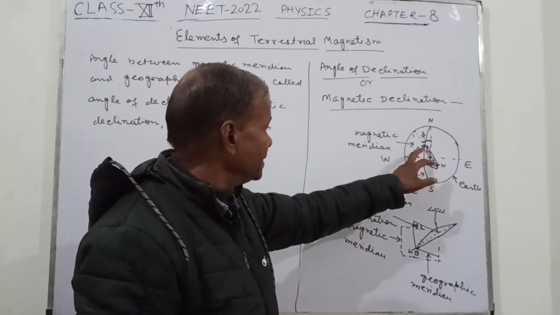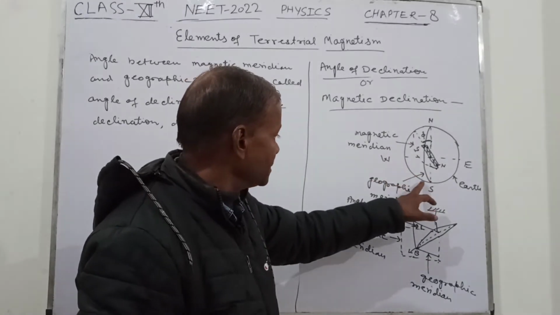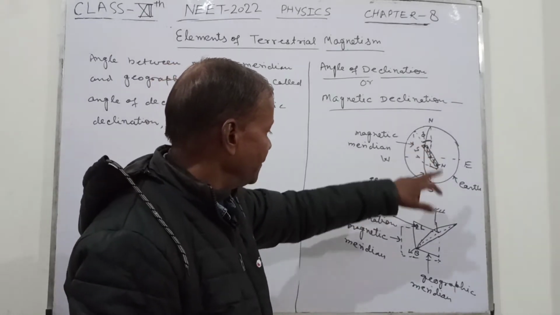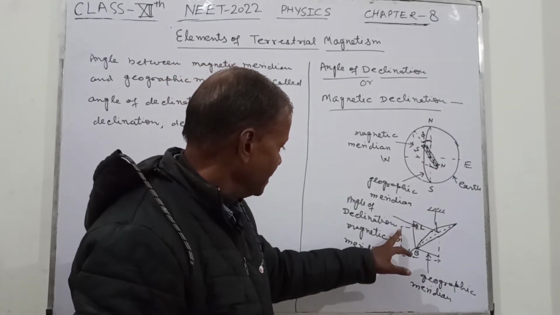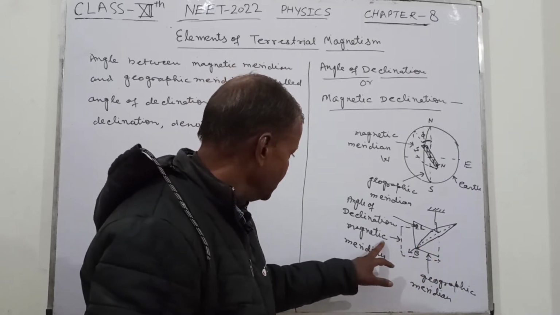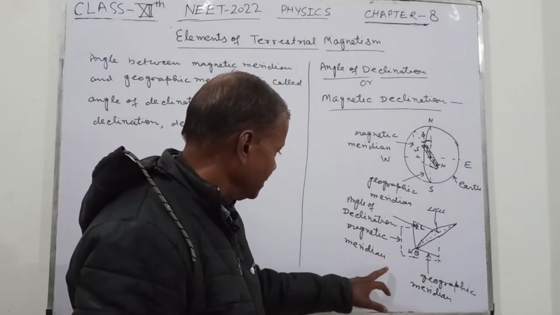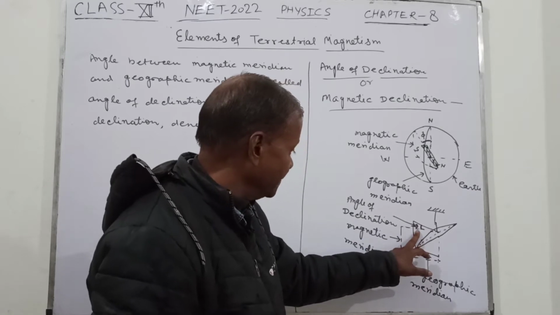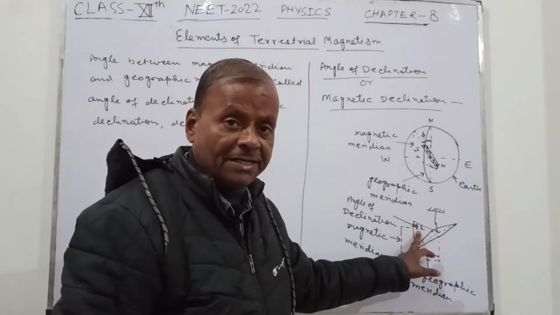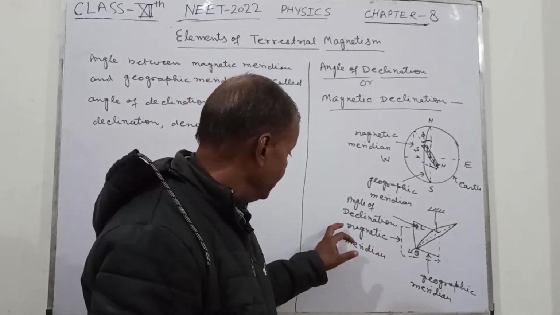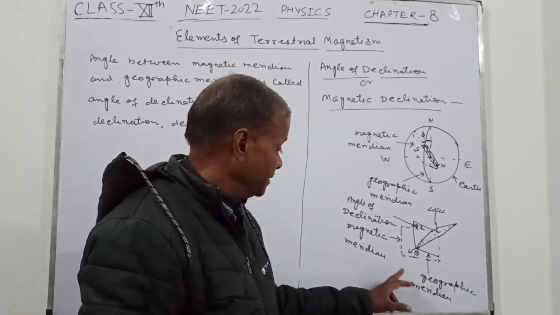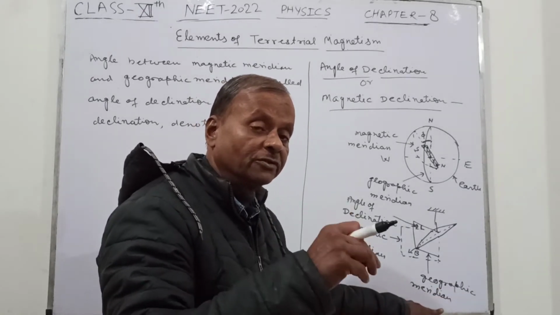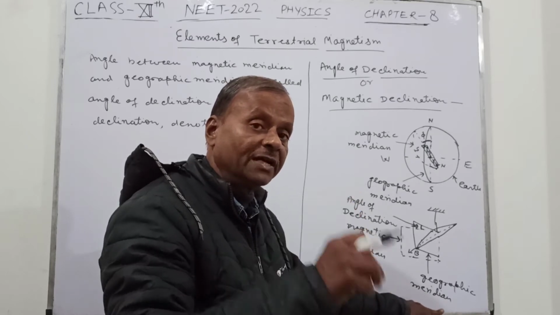So you will see from here that this is the magnetic meridian, this is the geographic meridian, and the angle between these two is called the angle phi. Here also, this plane is the magnetic meridian, and this plane is the geographic meridian, and the angle between them is called the declination. The name declination is given because the magnetic meridian is declined with respect to the geographic meridian by some angle. Because of that, this angle is given the name angle of declination.